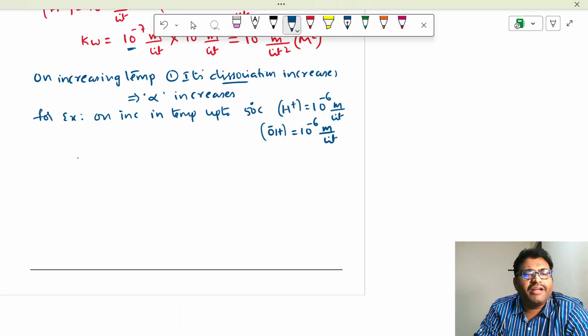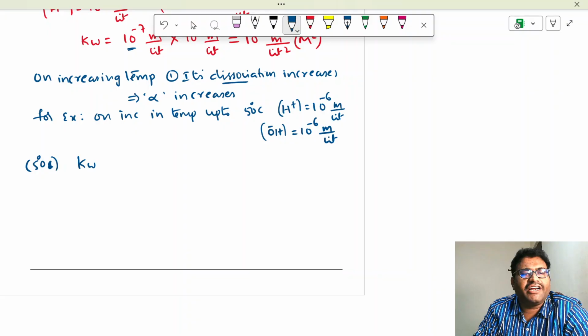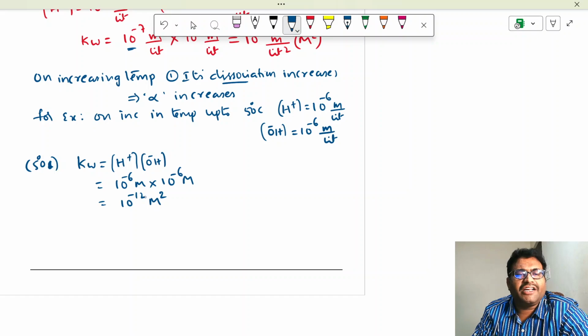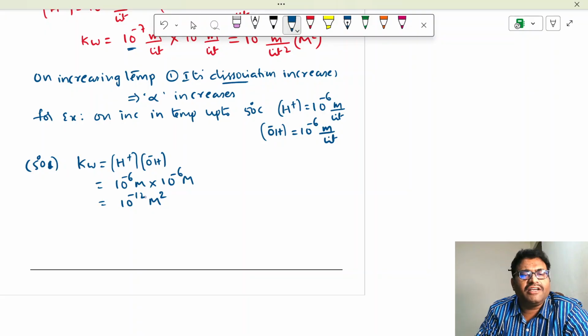Now what will be Kw at 50 degrees centigrade? We are mentioning the temperature clearly. Kw is equal to H plus ion concentration into OH minus ion concentration, which is equal to 10 power minus 6 moles per liter into 10 power minus 6 moles per liter, which is equal to 10 power minus 12 mole square per liter square, capital M square.